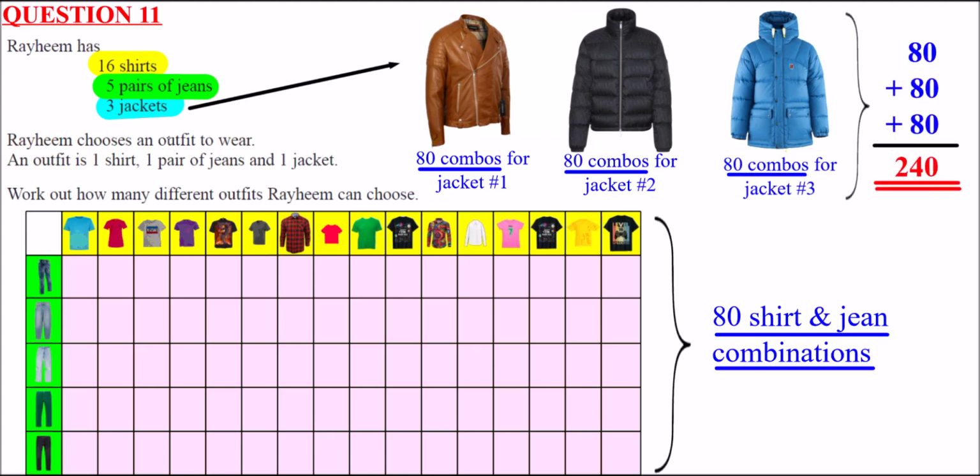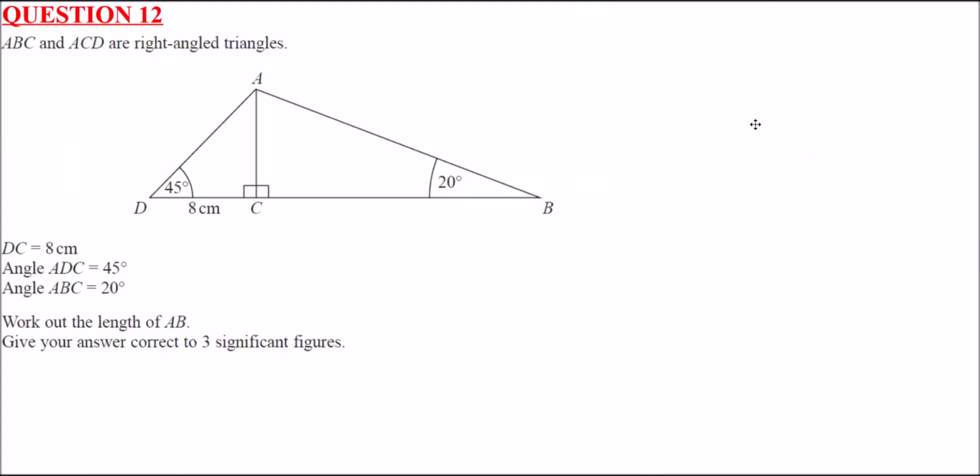The quick way of doing it is 16 times 5 times 3. I've shown you this to hopefully help your understanding, but if you're not sure, try and ask me in class or leave a comment on the video.